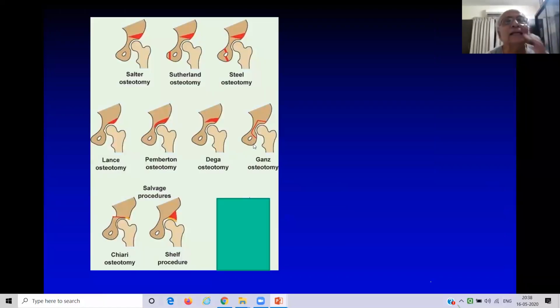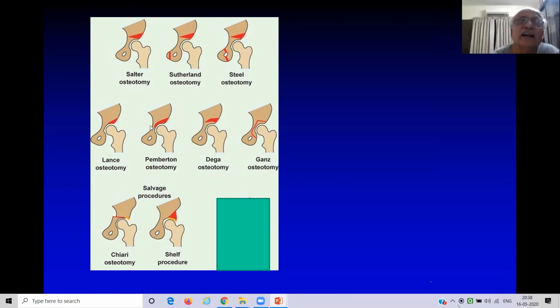So basically, just to summarize, that is your Salter, at the anterior inferior iliac spine. Sutherland, we add one more osteotomy at the pubis, 1 centimeter away from the symphysis. The next osteotomy is Steel, that is a double osteotomy after Sutherland, at the pubis as well as the ischium, but we are coming closer to the acetabulum. Salter has been extra added here, so it is a triple osteotomy. Then the Lance osteotomy, I really do not know.